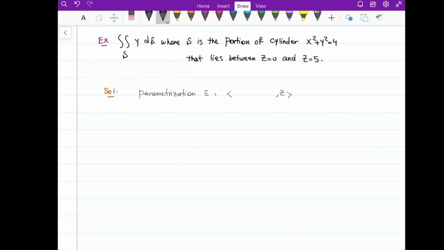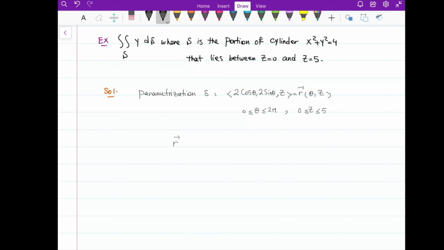For a cylinder, the parameterization would be, since z is free here, one parameter is z, and the other parameter would be theta, because the radius is fixed. The radius is 2, so 2 cosine theta and 2 sine theta. This is the parameterization with respect to theta and z. What is the domain? Theta is between 0 and 2 pi, and z is between 0 and 5. It's given. So I found the parameterization.